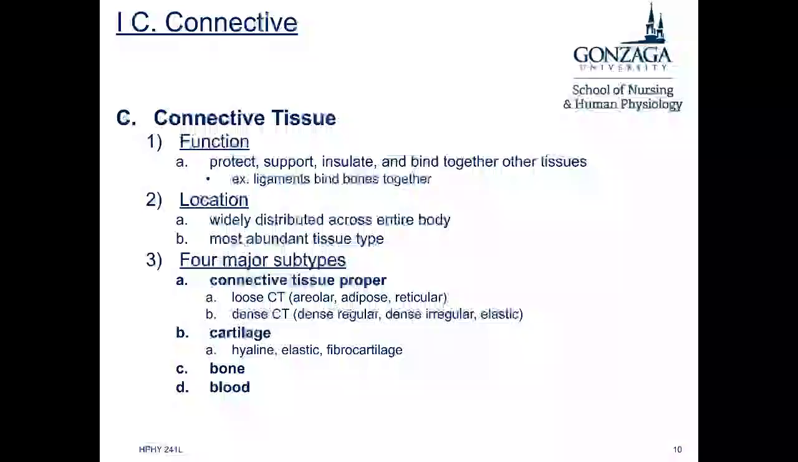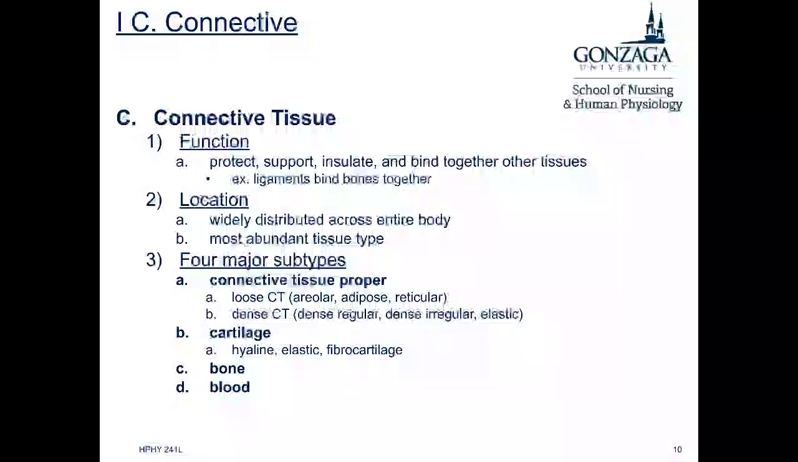In general, connective tissue is protecting, supporting, and insulating or binding to other tissues of the body. An example, ligaments bind bones together. Location, widely distributed across the entire body. In fact, it's the most abundant tissue type in the human body. And just like epithelial tissue, it is subdivided. There are 4 major subtypes of connective tissue.